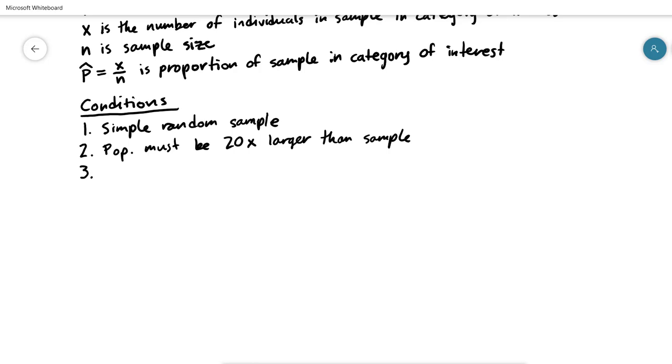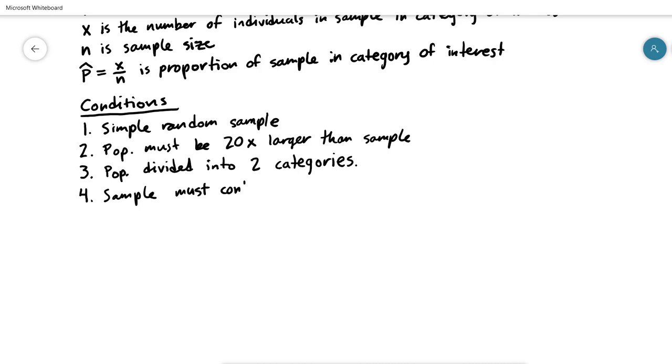And so this next one, exactly the same thing, it's from the binomial distribution. We do have to have this population divided into only two categories. So in this case, you're either in the category of interest or you're out. There's no other options beyond that. This last condition says that our sample must contain at least 10 individuals in each category.